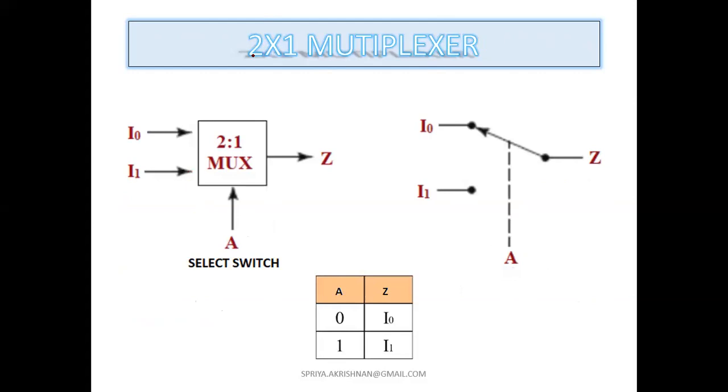So this is a simple 2 cross 1 mux. 2 indicates it has 2 input lines, 1 indicates it has 1 output line. And how many selection lines? Selection line is 1. So if A is 0, I naught will travel to Z. If A is 1, I1 will travel to Z.